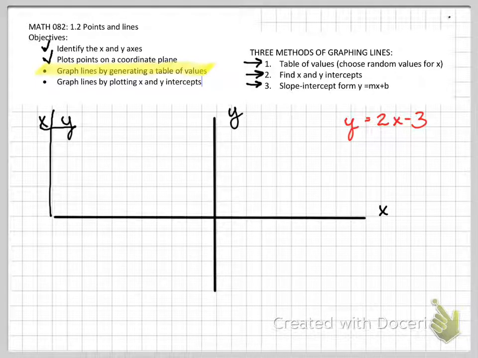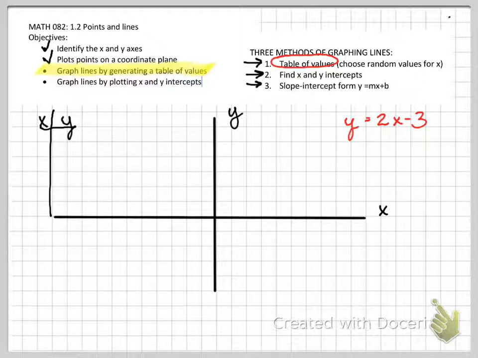I want to make the point that this method that we're using, this table of values, is not necessarily the best method. It's certainly not the only method. It might not even be the fastest method. So if you are more comfortable using a different method, that's fine. I just want to make sure that I cover this since the book covers it and teaches it.